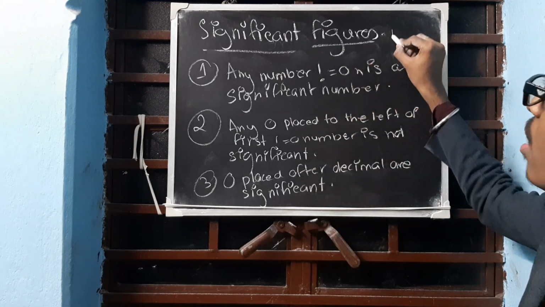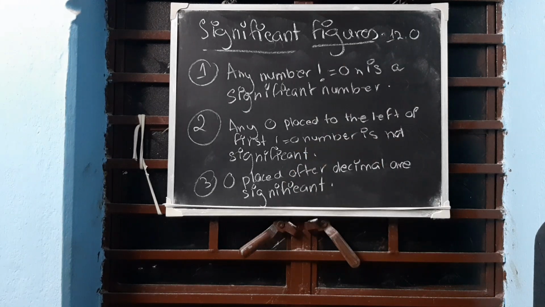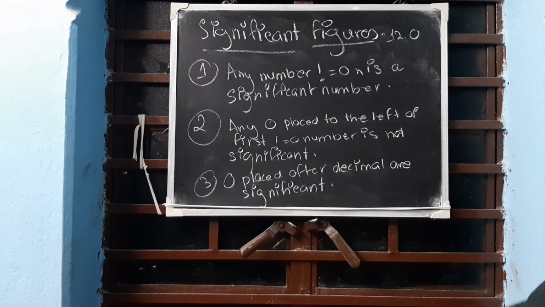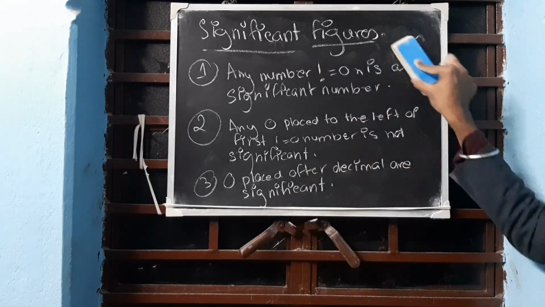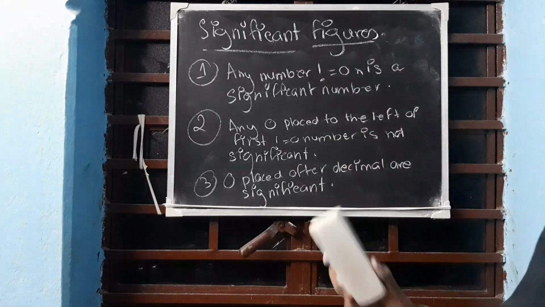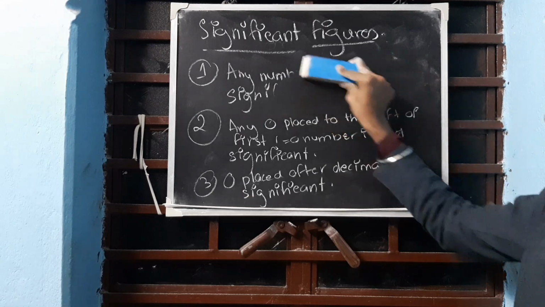Right? What do I mean? 12.0 is significant. Clear? Like these numbers will be there, that will be significant. Understood? So any 0 placed to the right of the decimal point is significant. But a whole number has infinite number of significant figures.